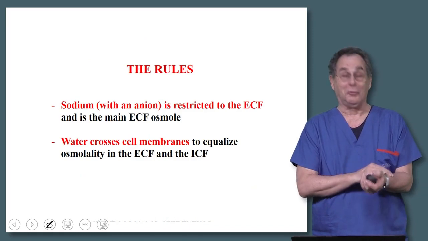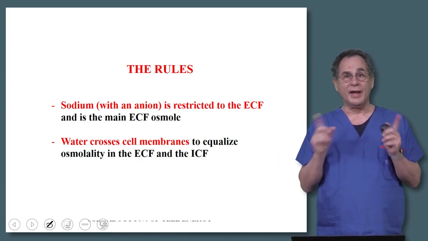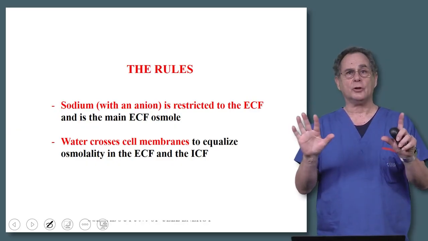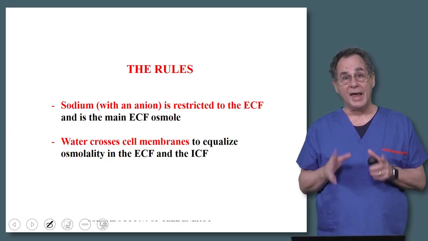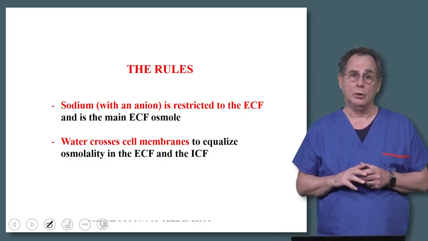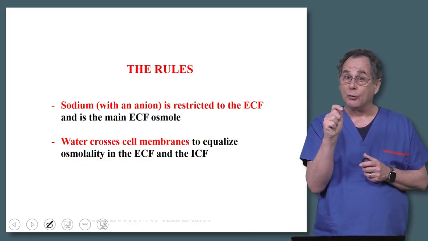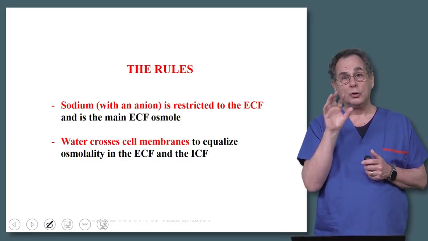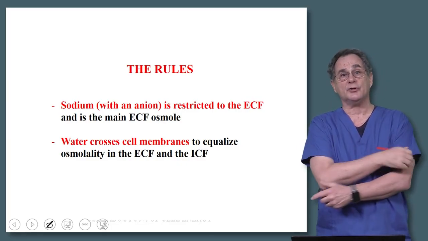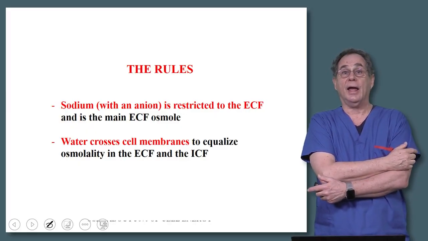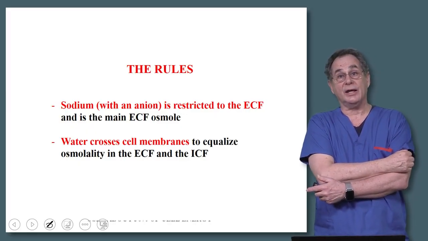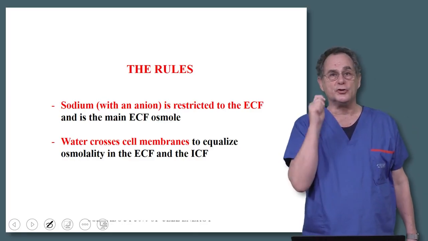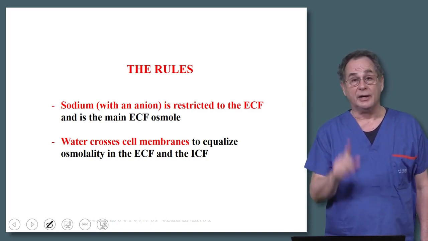So the rules, if there are rules: sodium with an anion is restricted to the extracellular fluid compartment for practical purposes, and it is the main extracellular fluid osmole, conferring osmolality and regulating water transport across the cell membrane. Water crosses cell membranes to equalize osmolality in the extracellular fluid and in the intracellular fluid compartments, but the solutes are different. Sodium outside, potassium inside, dominantly.